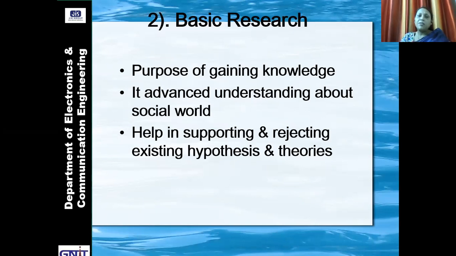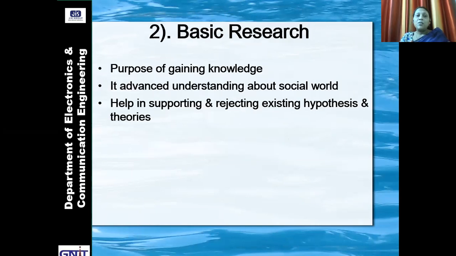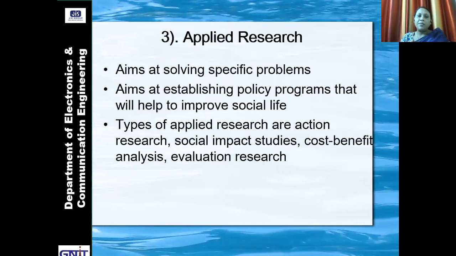It advances understanding about the social world and helps in supporting and rejecting existing hypotheses and theories. If some existing theory is rejected, then a new theory comes and replaces the past theory. So basic research is very vital, and it can also replace existing theories or hypotheses. Basic research, for the purpose of gaining knowledge, is about the social world and helps in supporting and rejecting existing hypotheses and theories.